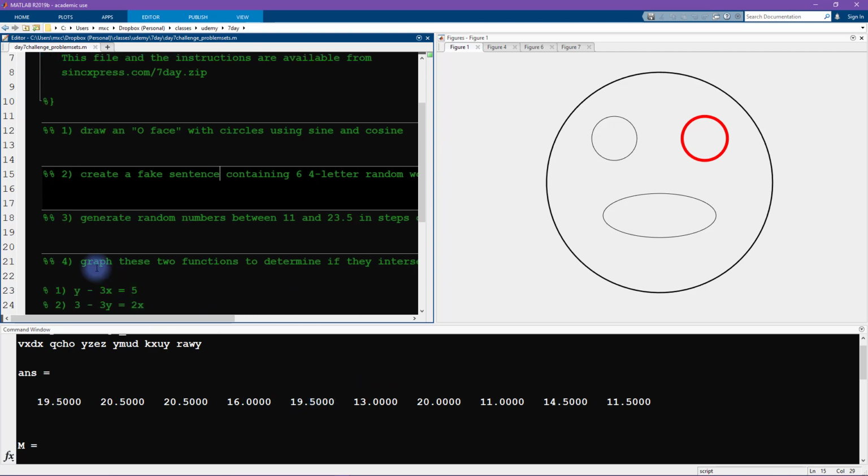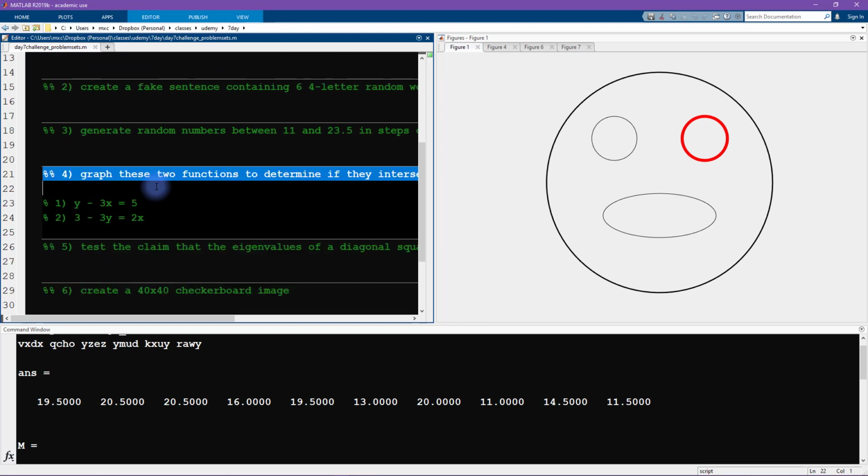Then we get to day number 4. So on the 4th day, you want to take these 2 equations and graph lines corresponding to the 2 equations. And the idea is that this is a system of equations. This is a system of coupled equations.